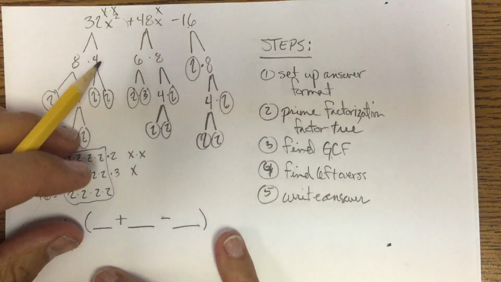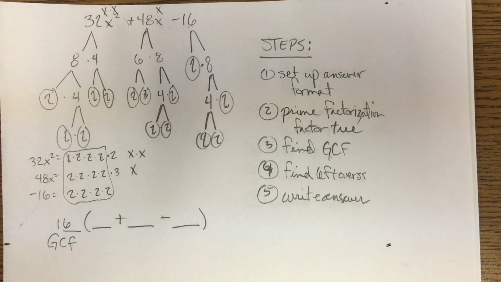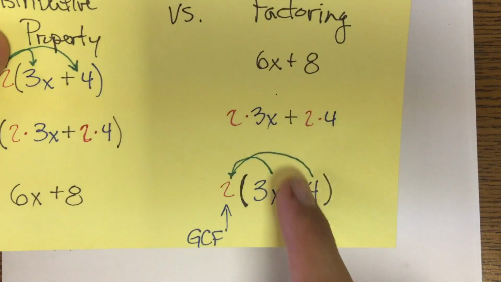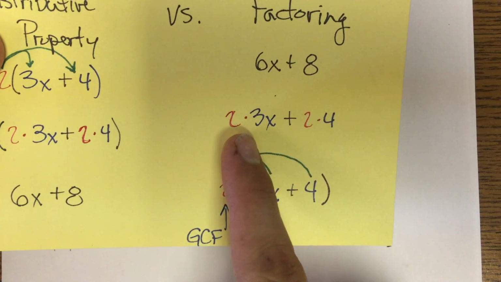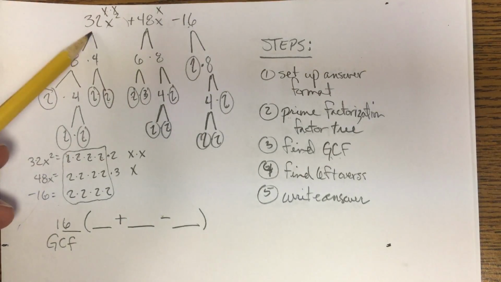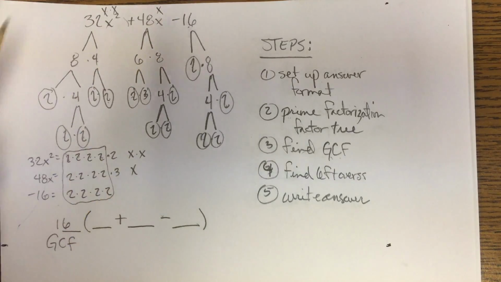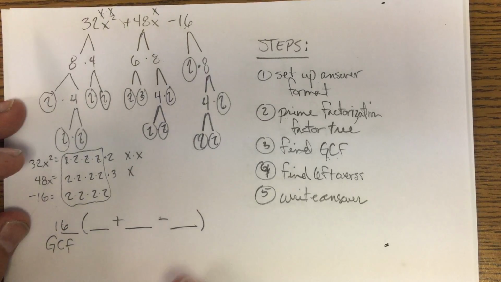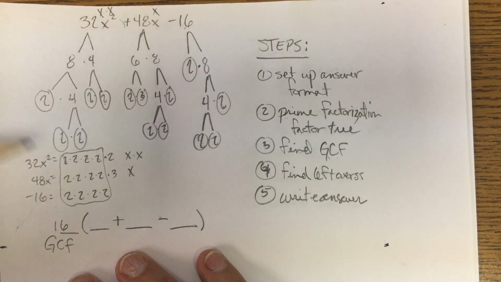Whatever they have in common, remember, when we did our example with factoring, we're going to pull out whatever number they have in common. And what these two numbers had in common was 2, so we pulled that out. All of these numbers, 32, 48, and 16, have a 16 in common. So 16 is the greatest common factor. We'll write it right there.